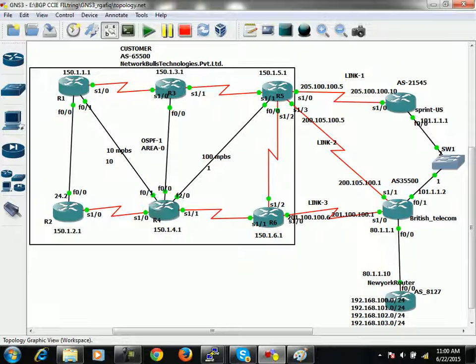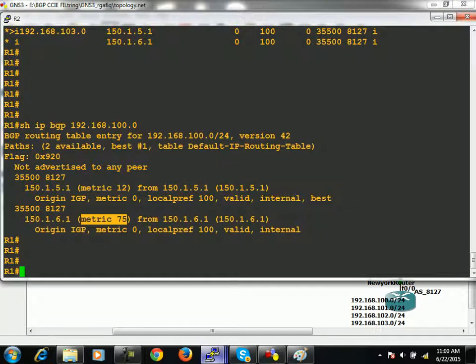R1 will go to R4 and then R4 will send that information in the direction of R5. But to reach R6, both links are serial links. That is why the cost is higher to reach the loopback of R6 from R1. You see? This time its cost is 64 here. So 64 plus 1 plus 10 is 75. You can also check it on R1 as well.